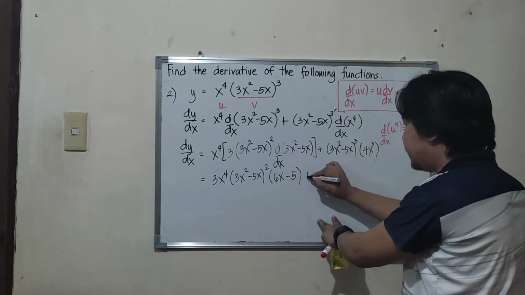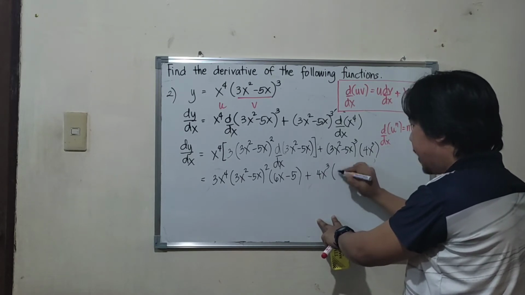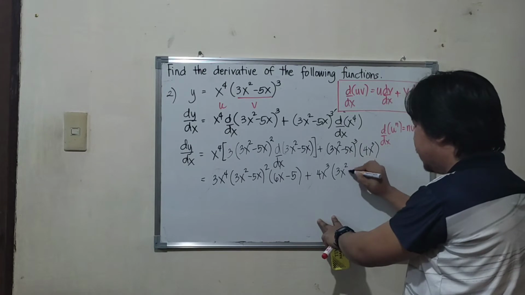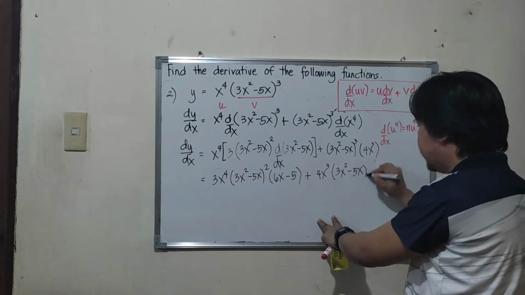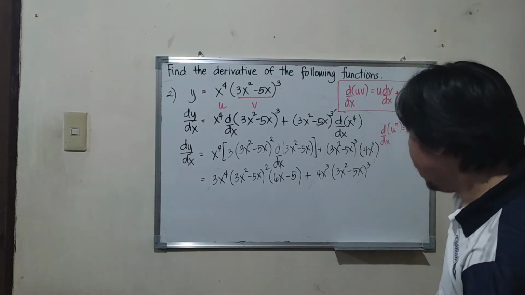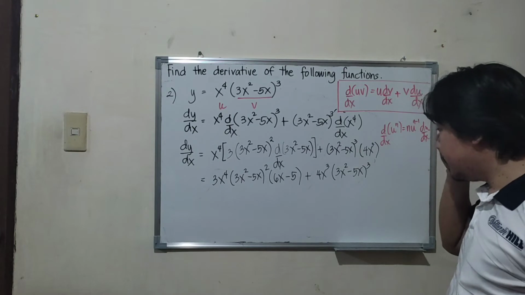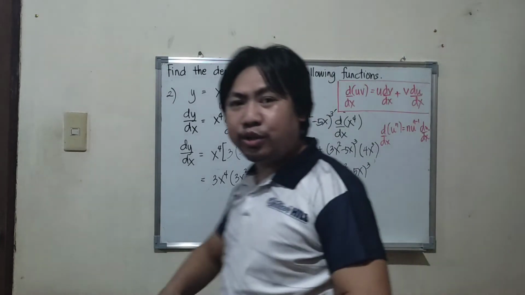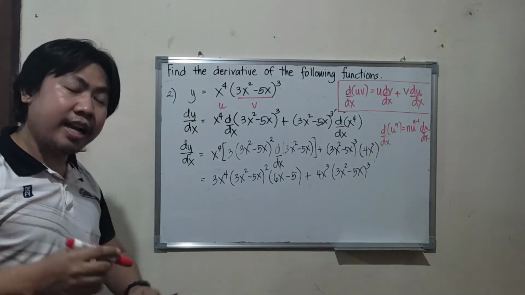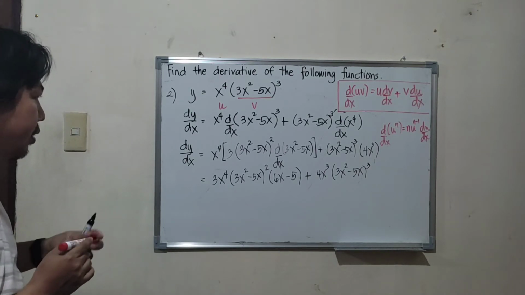Okay, so plus 4x cubed times 3x squared minus 5x squared. So kinopya lang natin, pinagpalit natin ng pwesto. Okay, so kung mapapansin nyo, meron ba tayong common terms dito? Pwede pa nating ayusin yung answer natin. So simplify natin. I-factor out natin yung mga common term.